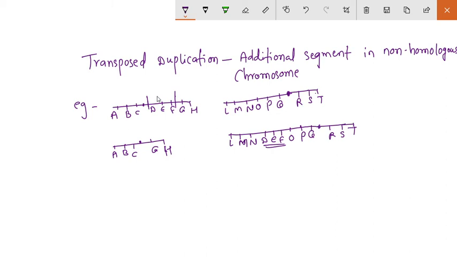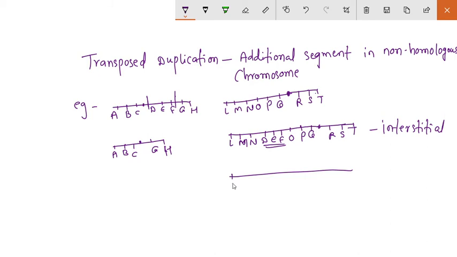This transposed duplication may be interstitial or terminal. Interstitial or intercalary means it is in the middle part. Or it may be terminal.